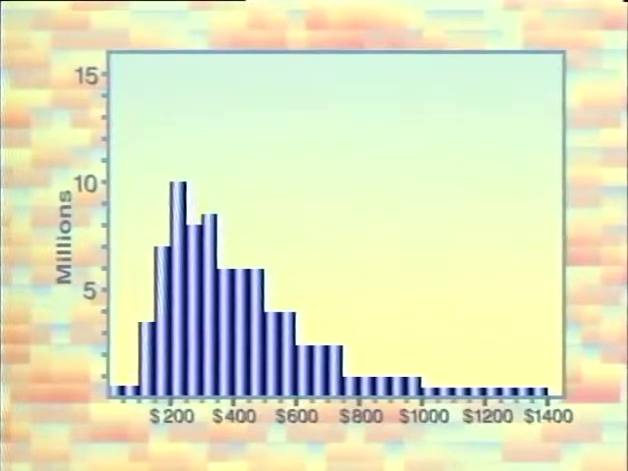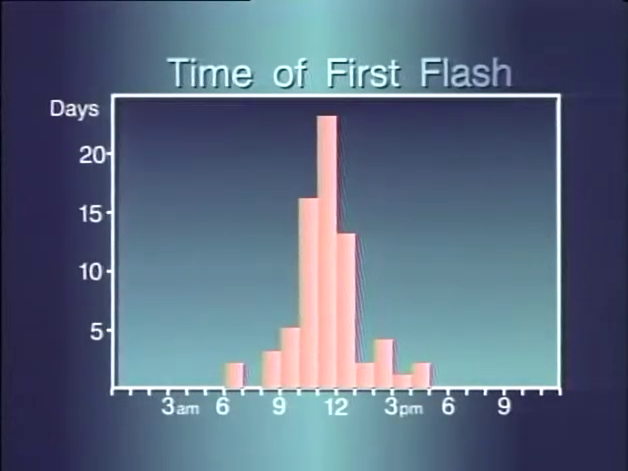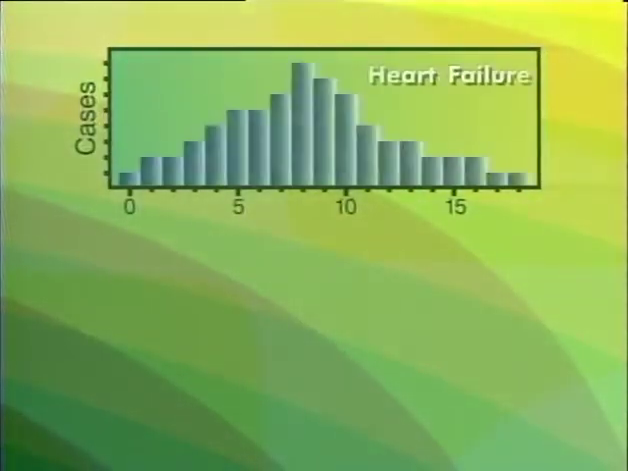Another thing to look for in the overall pattern of a histogram is spread. Some distributions, like the lightning data on first flashes, are tightly clustered, while other data, such as these data on the number of days that heart disease patients spend in the hospital, are much more spread out.